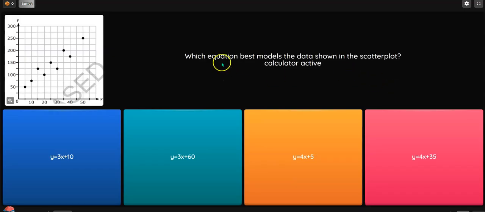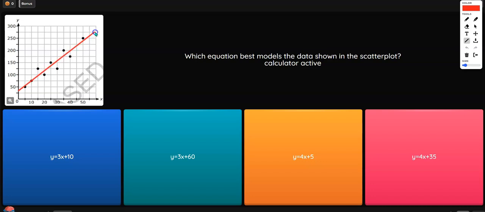All right, which equation best models the data shown in the scatter plot? We've got some linear equations down here at the bottom. The first thing I want to do is sketch or try to draw a line that would match the scatter plot. I'm going to start it right here, and try to get it through the middle of that data to the best of my ability, somewhere around in there.